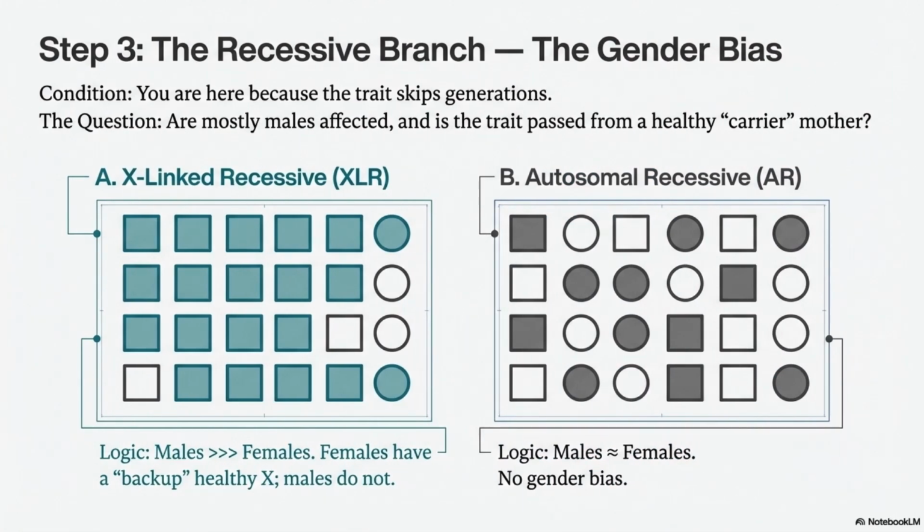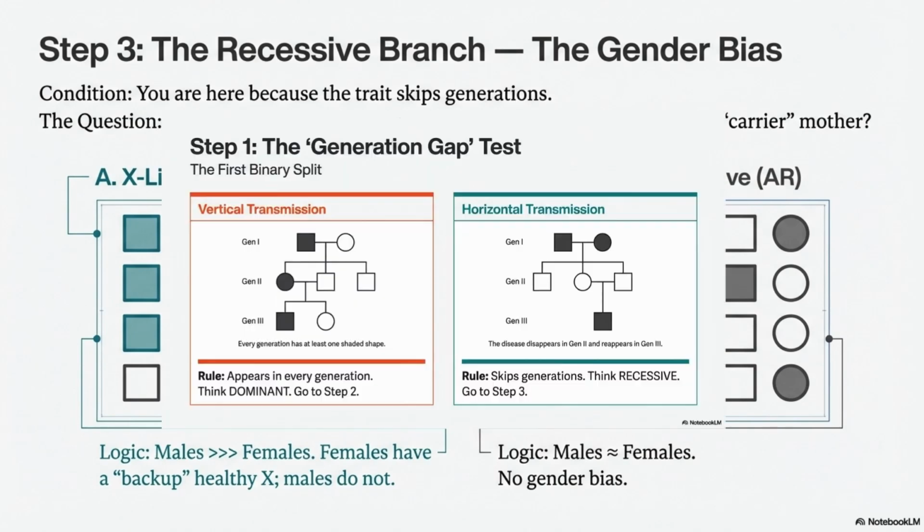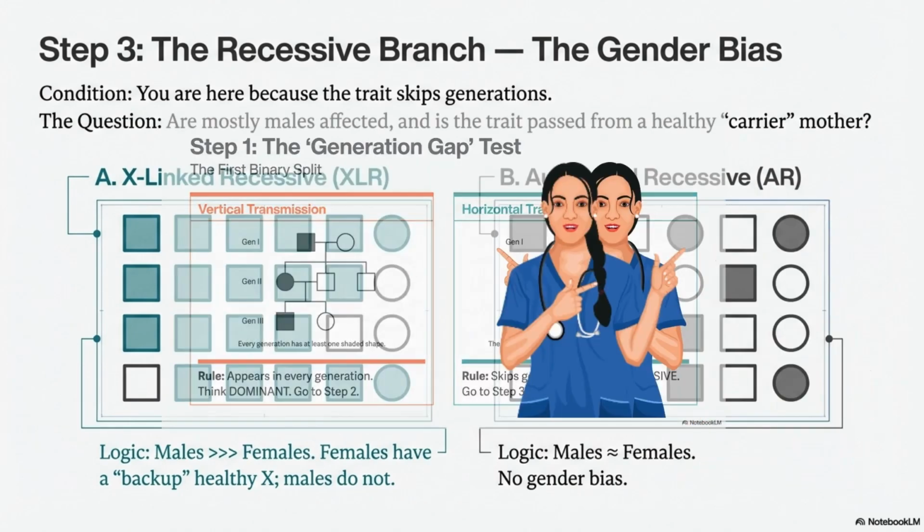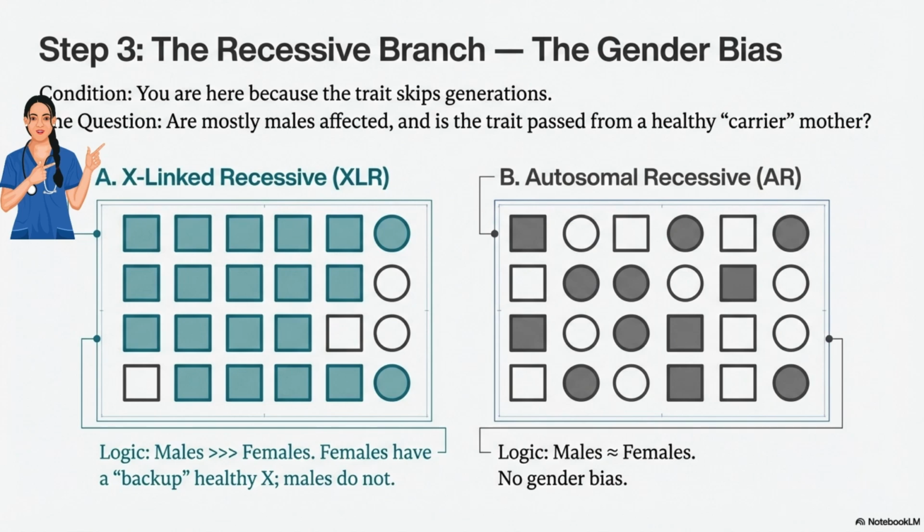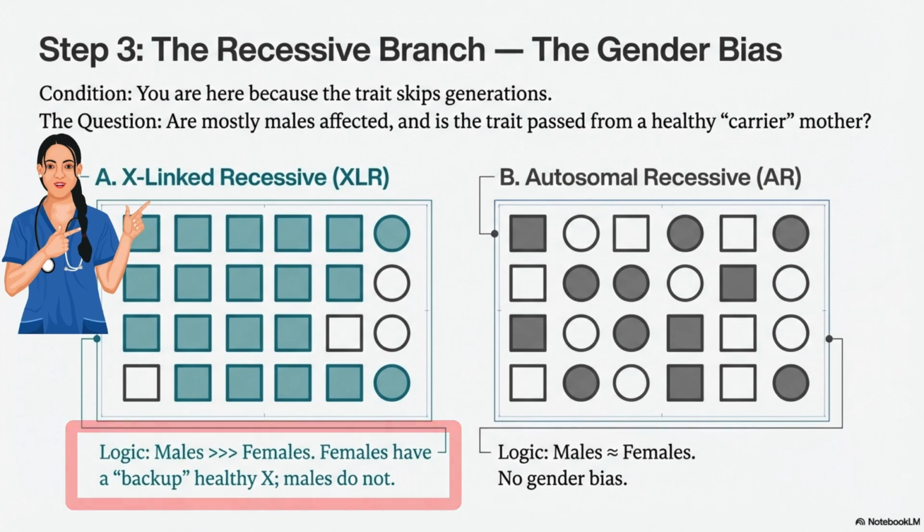Step 3. The recessive branch. If you decided in your step 1 that it is recessive, then ask this question. Are mostly males affected, and is it passed from a healthy carrier mother? If the answer is yes, diagnosis is X-linked recessive. Logic here is, females have a backup X, males don't.